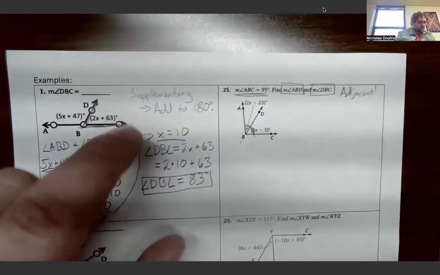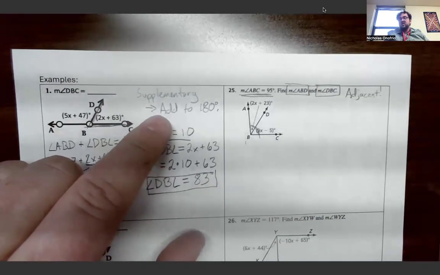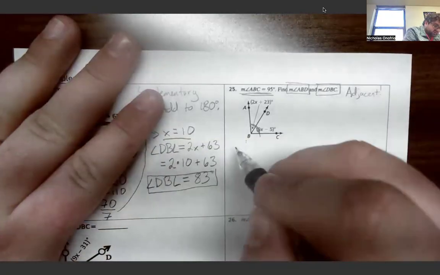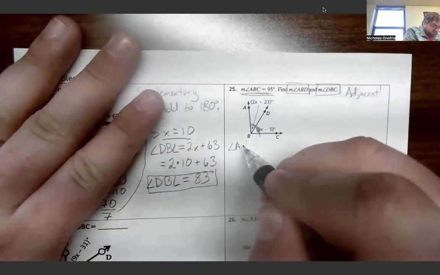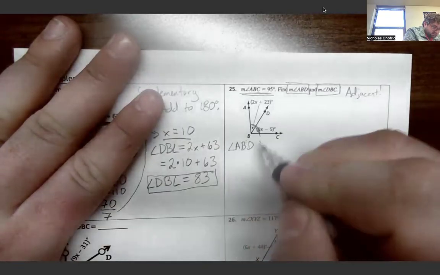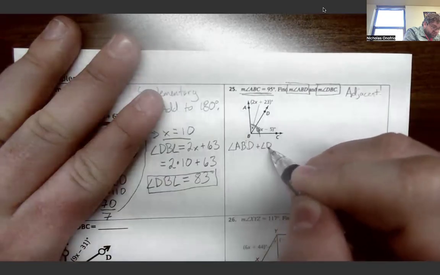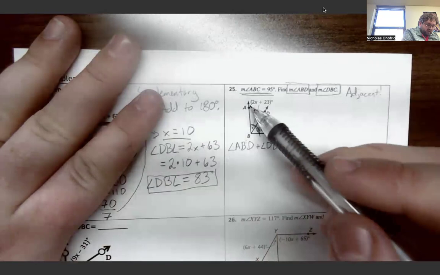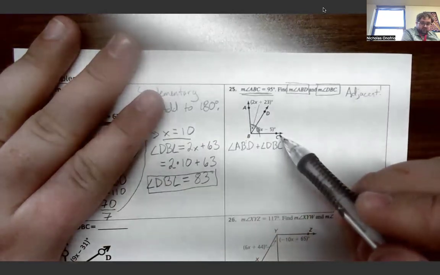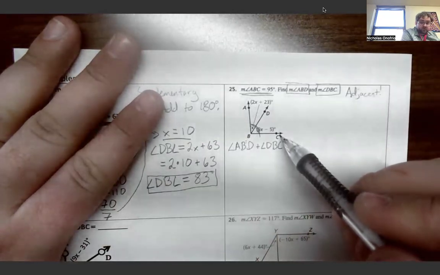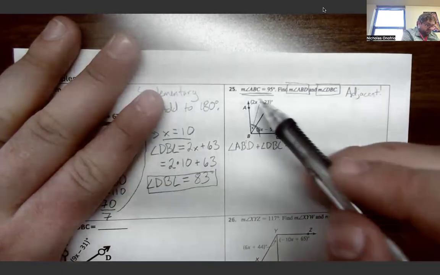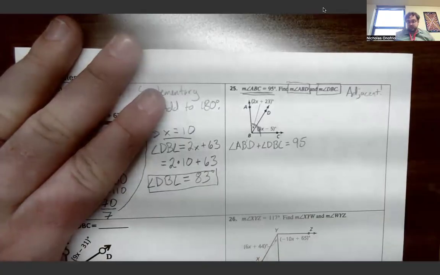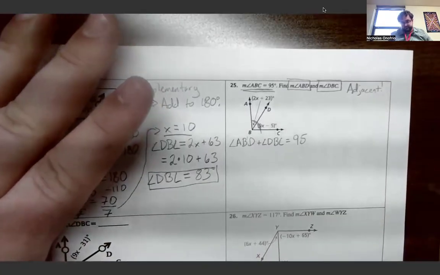When they're adjacent, they don't have something special that they add to. We have to read it in our problem. So let's start putting it together. Angle ABD plus angle DBC equals the whole thing, ABC. Now, if you've been paying attention to our problem, you're like, Mr. O, they already tell us ABC, the whole thing, is 95. So we can go ahead and fill that in there.